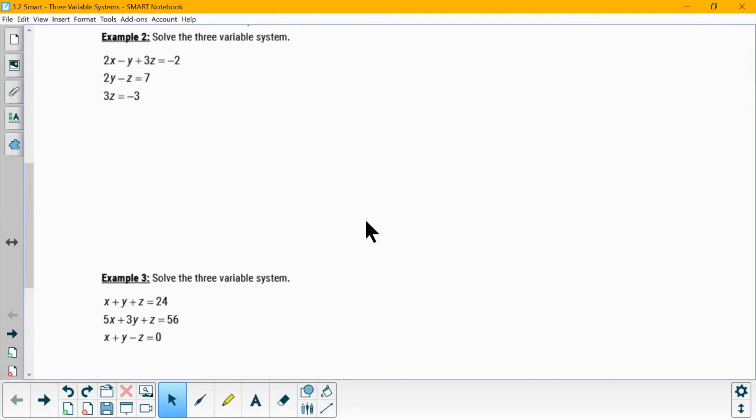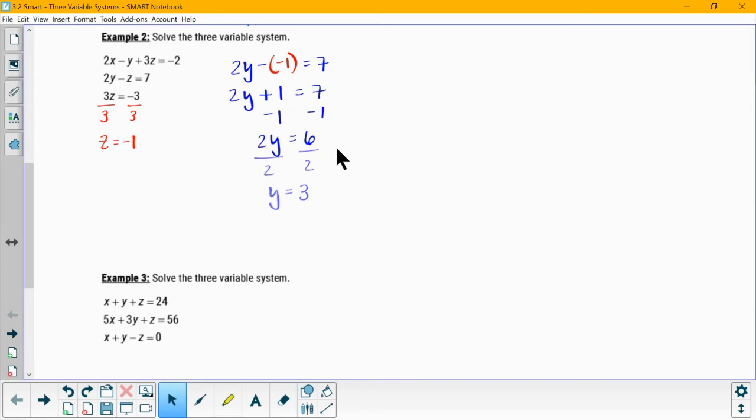Okay, looking at example 2, I'm going to follow similar steps to what I did for example 1. I'm going to solve my last equation for z. I'm going to divide both sides by 3 to get z equals -1. I'm going to use this -1 value to plug into my second equation. So I end up with 2y minus -1 equals 7, which is 2y plus 1 equals 7. I'm going to subtract 1 from both sides, giving me 2y equals 6. Divide by 2 to get y equals 3.